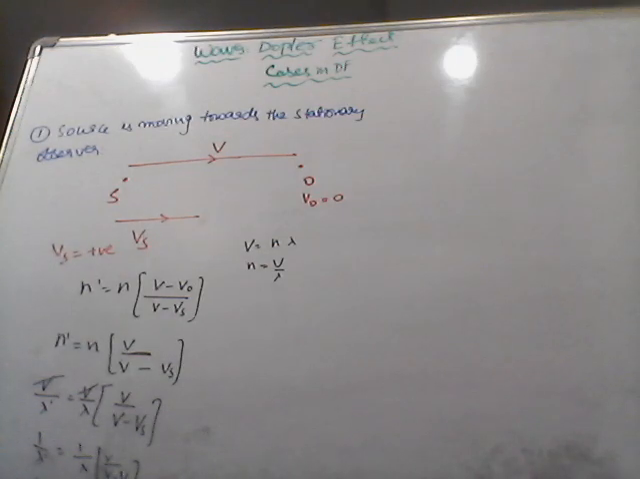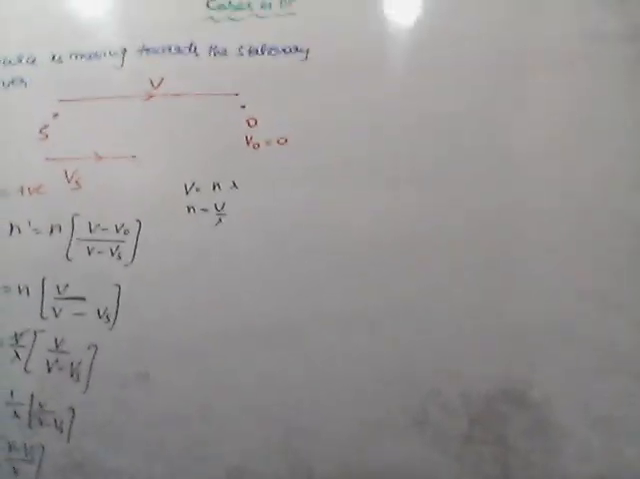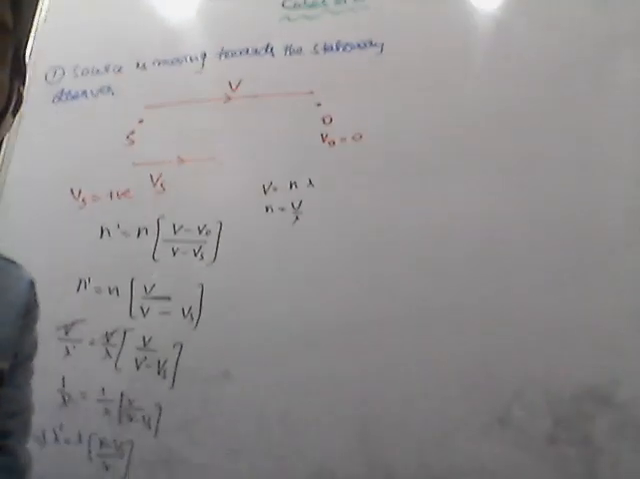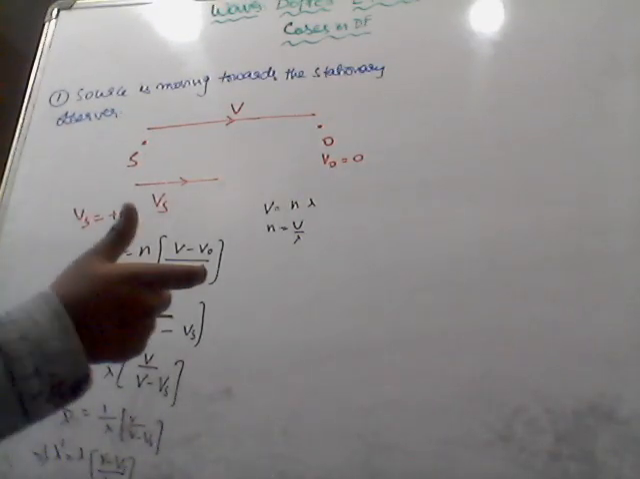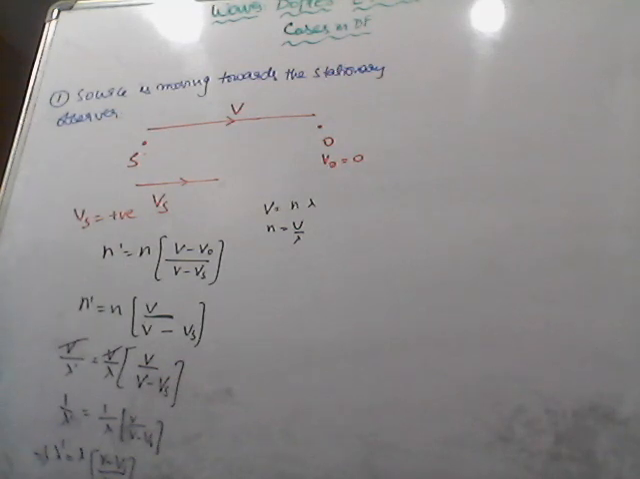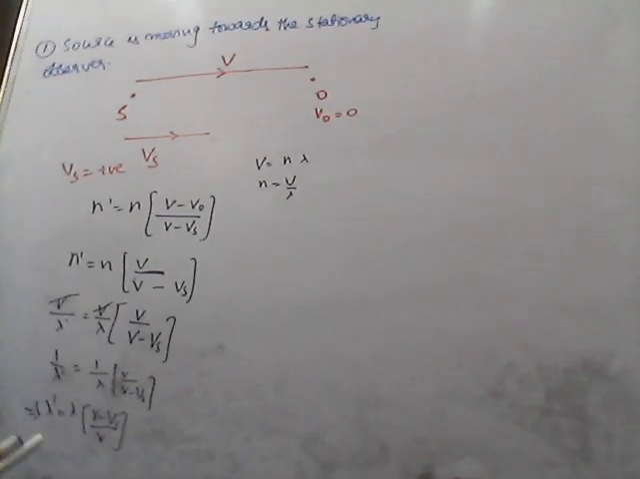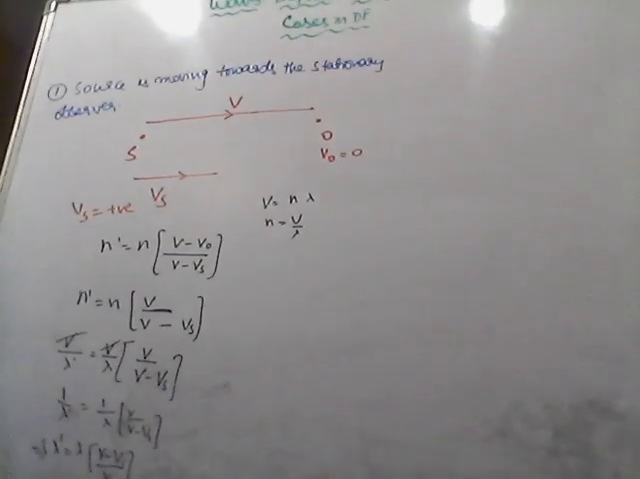So here lambda dash is nothing but the wavelength. From the frequency we have calculated the wavelength. Just invert the formula of the frequency and you will get the formula of the wavelength. So this is the formula of the wavelength, please note it down: lambda dash is equal to lambda into (V minus Vs) by V.